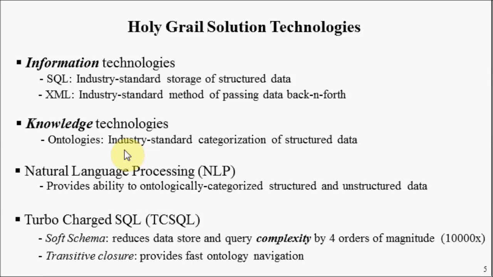In building this architecture, we're going to utilize a number of technologies. We're going to utilize information technologies, SQL and XML. We're going to utilize knowledge technologies, these things called ontologies. We're going to utilize something called natural language processing, which provides the ability to ontologically categorize structured data and unstructured data. And lastly, we're going to utilize a technology called TCSQL, which provides the notion of something called a soft schema and provides something known as transitive closure.